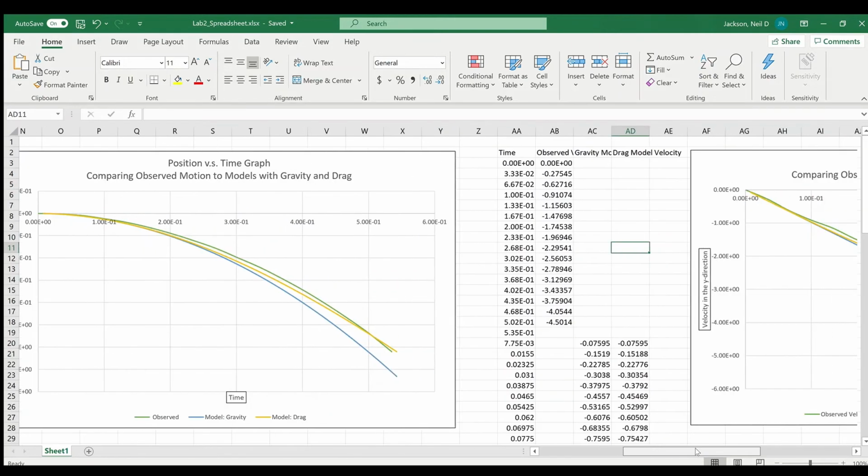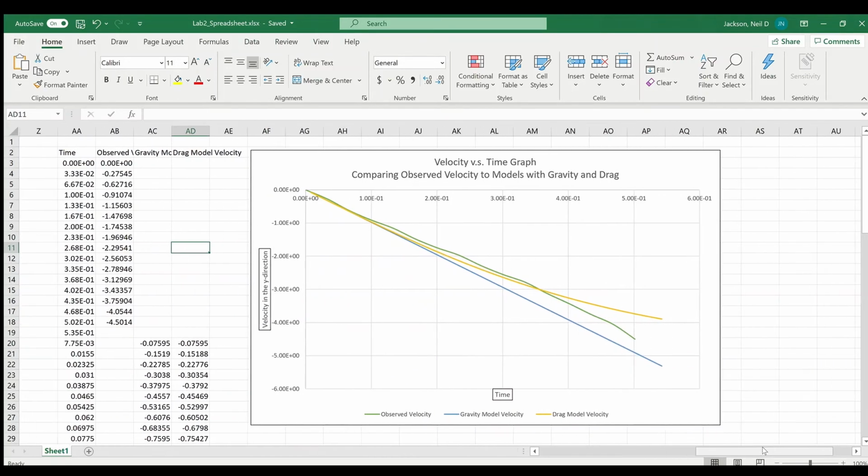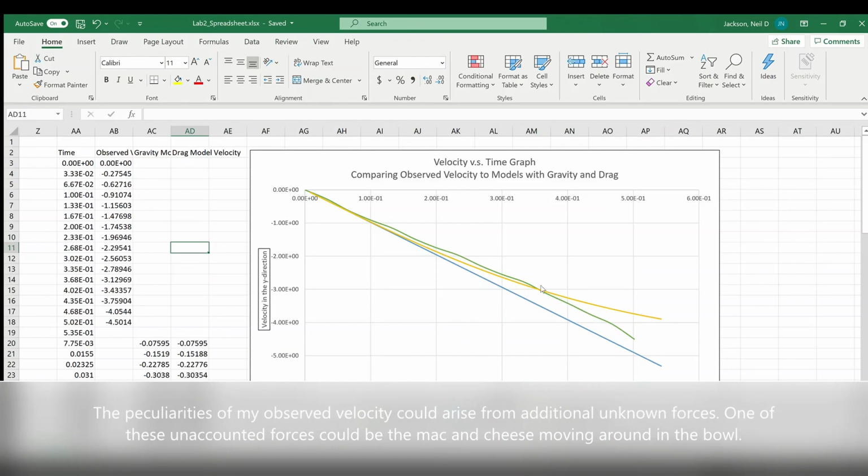As you can see, when I made my velocity time graphs, I kept the colors the same. So the blue line, which was gravity, became perfectly linear, which is expected as velocity is the derivative of position. My drag model became this kind of strange back half of a parabola shape, and it seemed to want to approach this -4 value. So I hypothesized that -4 could be the terminal velocity for my system. And then my observed velocity is really weird. There could be some error in that. I'm not exactly sure what the problem is, but I'm eager to find the solution.